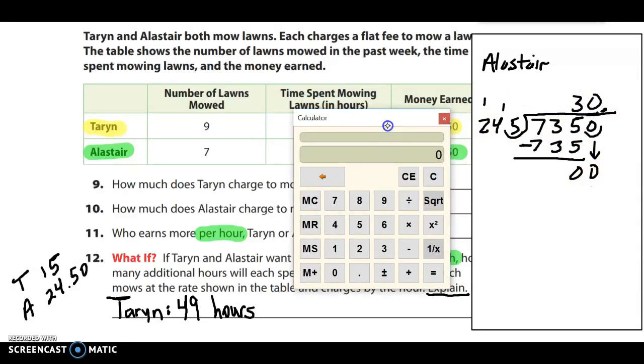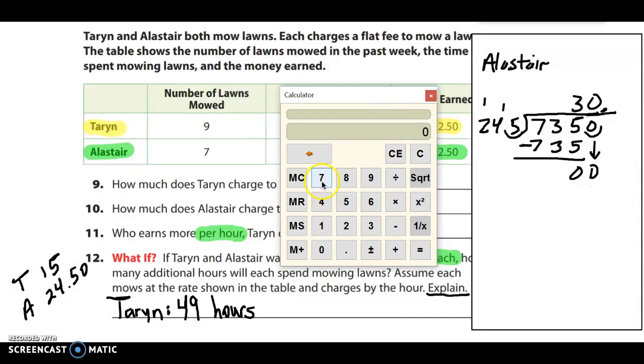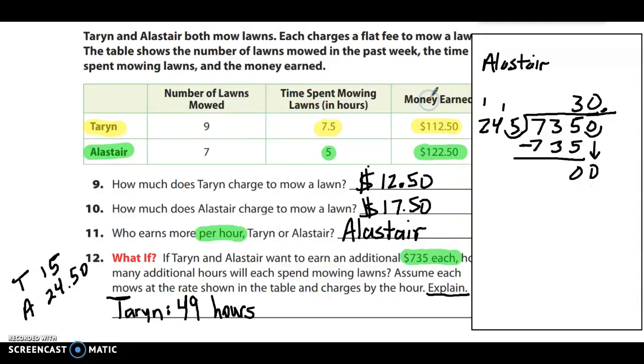Let's check it. I think I'll punch in the division problem. $735 divided by his rate, $24.50, is 30. It's a whole number. So Taryn needs to work 49 hours. Alistair needs to work 30 hours.